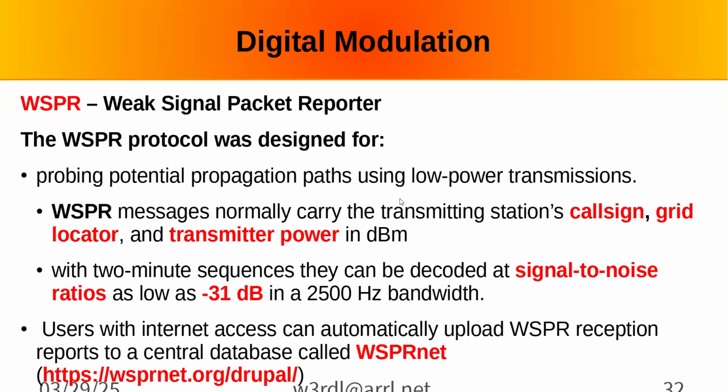Okay. Whisper, weak signal packet reporter. It's basically used for beacons, and there's beacons all over the world that send out their little call sign and stuff. And essentially, it's for propagation detection. If you can detect a beacon at that time of day on that frequency, then it means the propagation between you and where the beacon is is pretty good, because they're very low power transmitters. And there's WhisperNet, where you can go and see the reception reports for all of those.